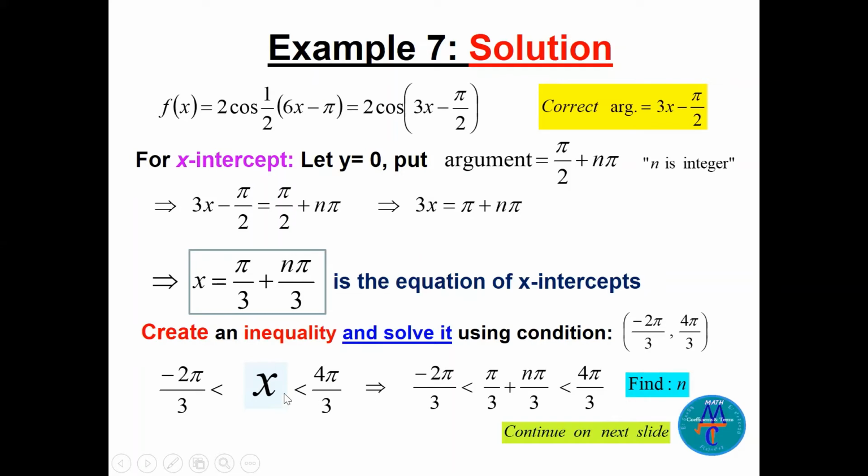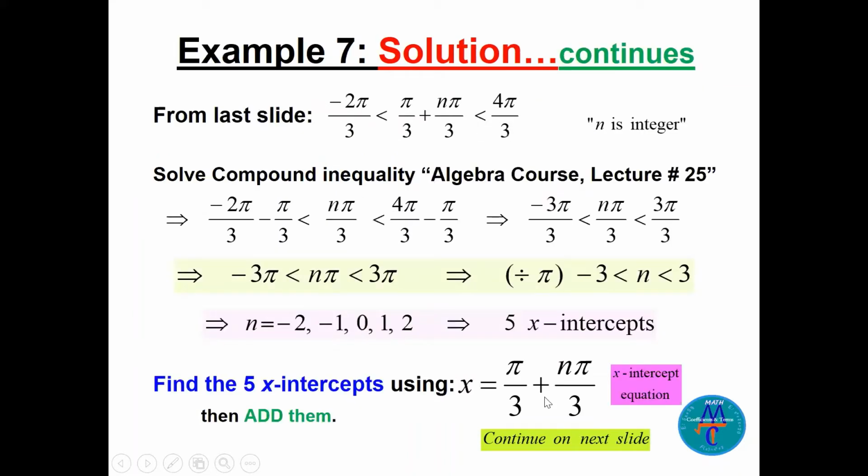Be careful. Now this is big X, that means the whole equation, pi over 3 plus n pi over 3, between minus 2 pi over 3 and 4 pi over 3. Let's find n. N will tell us how many x-intercepts we have. So this is a compound inequality. See, this is from the last slide, from the algebra course, lecture 25.